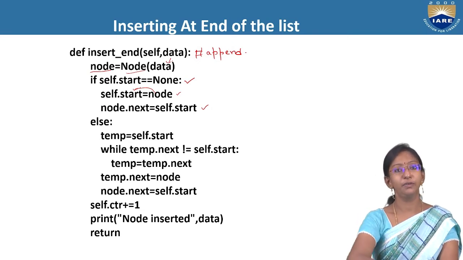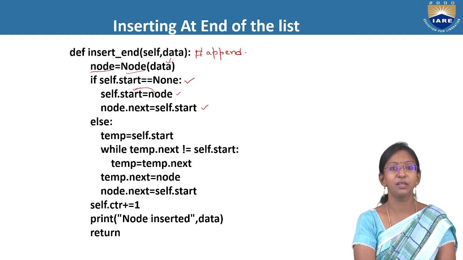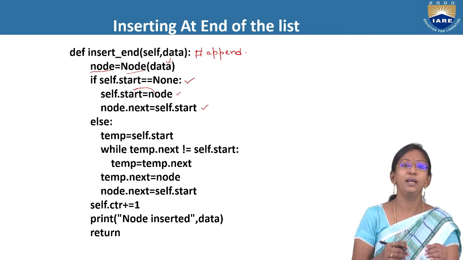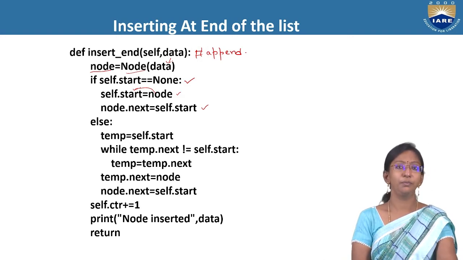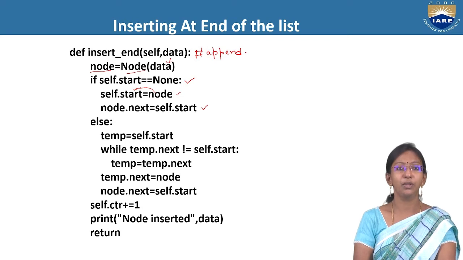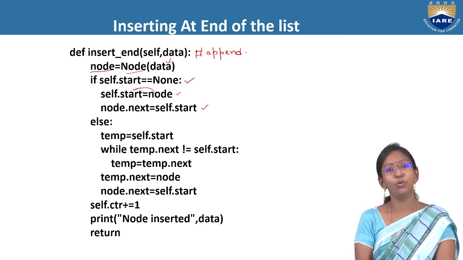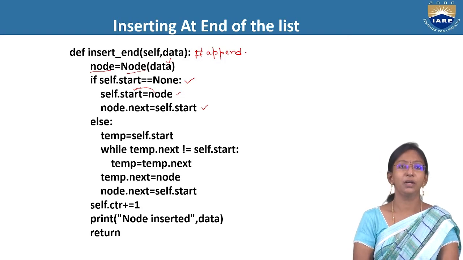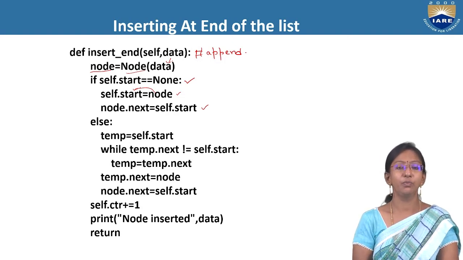But here, the first as well as the last node is the first node itself, right? Even the last node is the same. So it is going to hold its own address. For that purpose, whenever we start creating a circular linked list, the first node, when we create it, will hold its own address in the next. Okay, well and good.